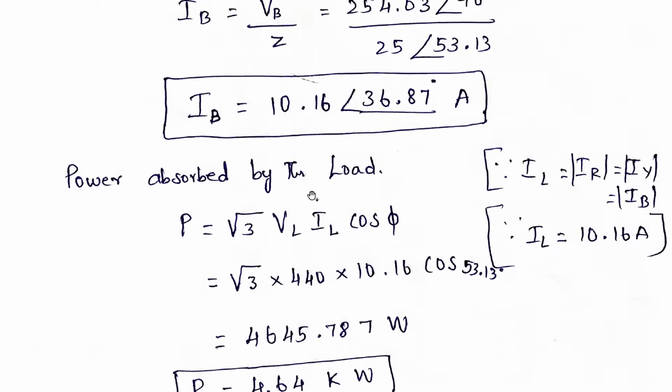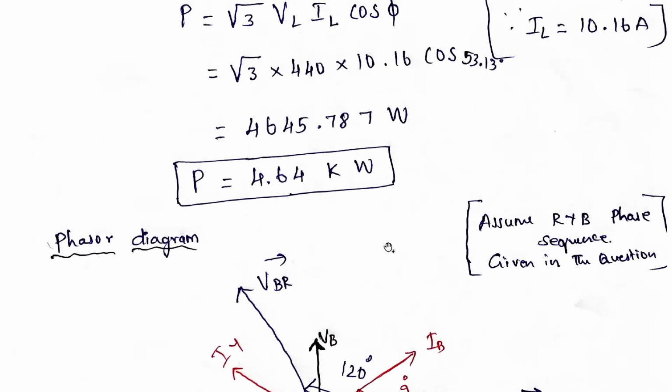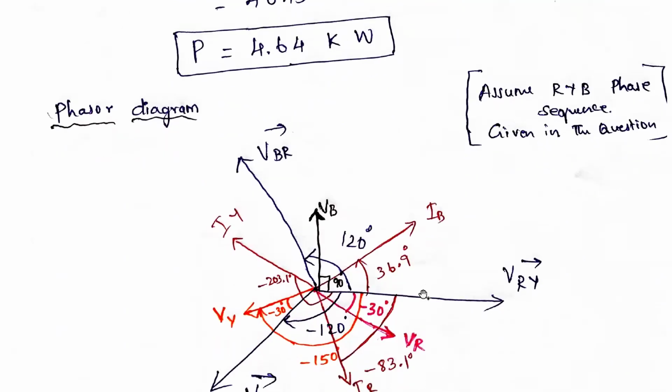Next, IB is 36.87, approximately 36.9. IB is in this direction, so from here, approximately plus 36.9 degree. Because here is 90 degree, here I am marking it as 36.9 degree. That is IB. So this is how you need to mark.